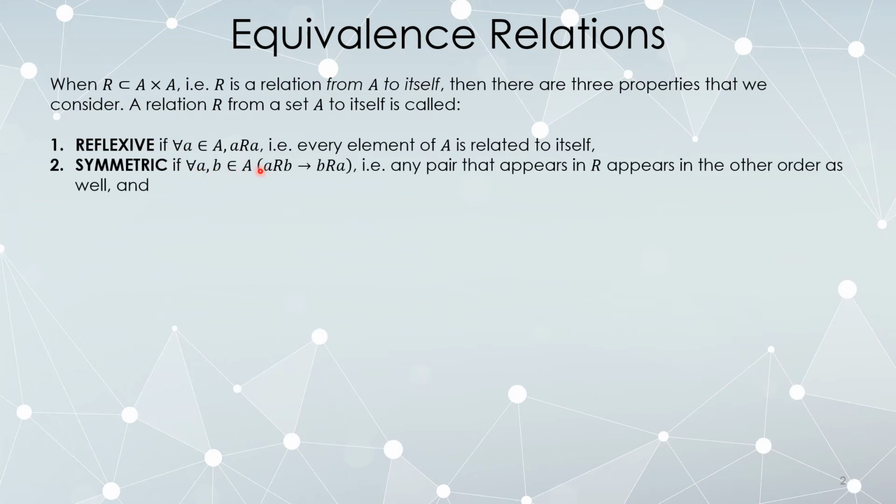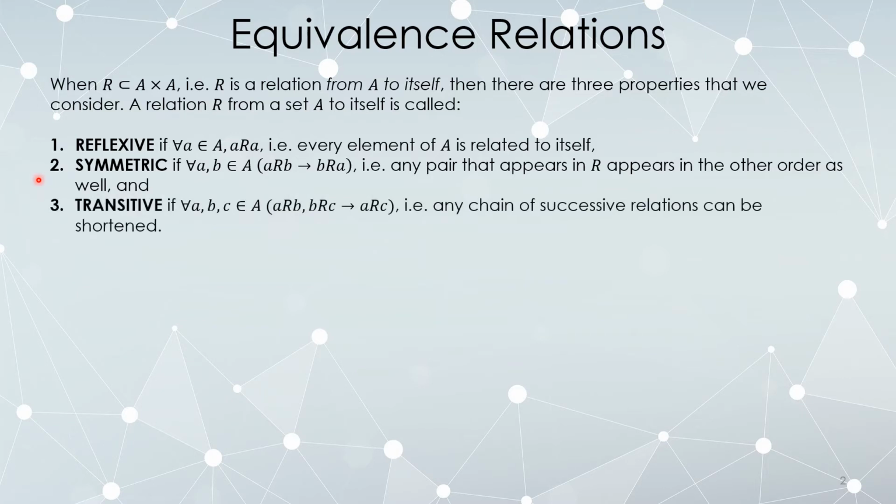If any time A is related to B, that automatically implies B is related to A, that's called the symmetric property. If A is related to B, then B is related to A. Any ordered pair that appears in one order must appear in the other as well.